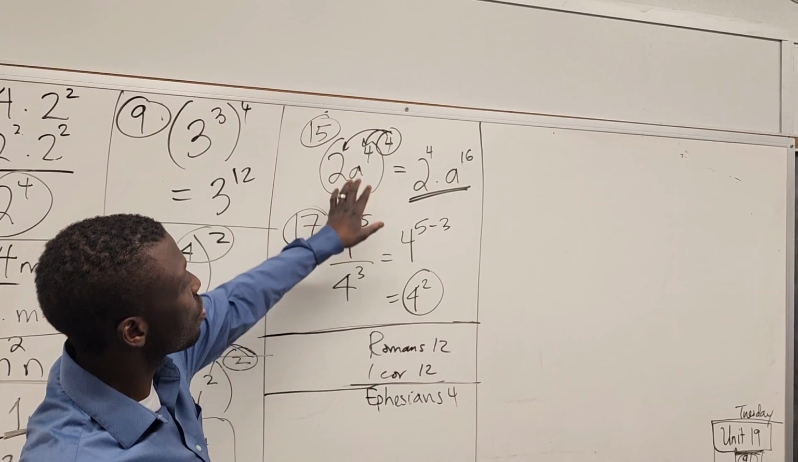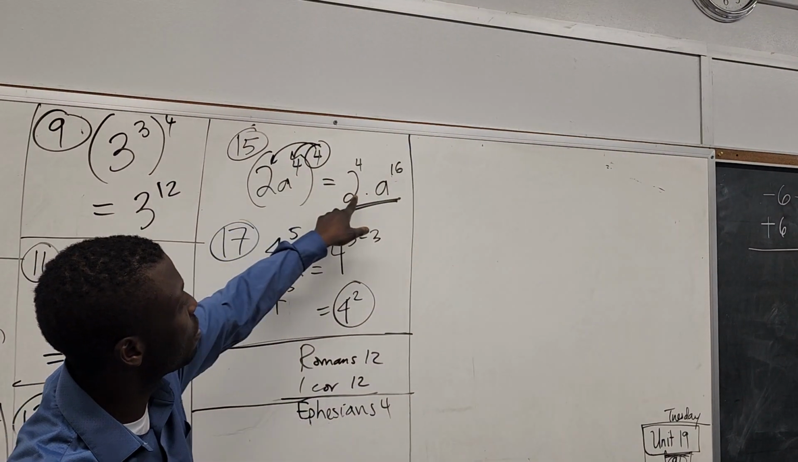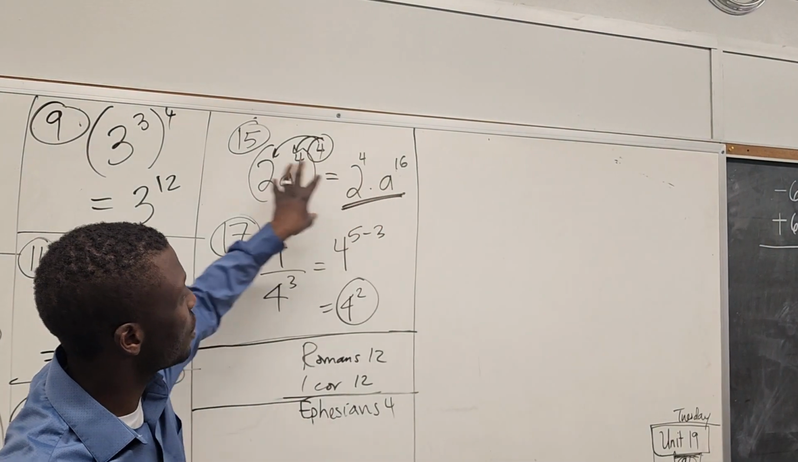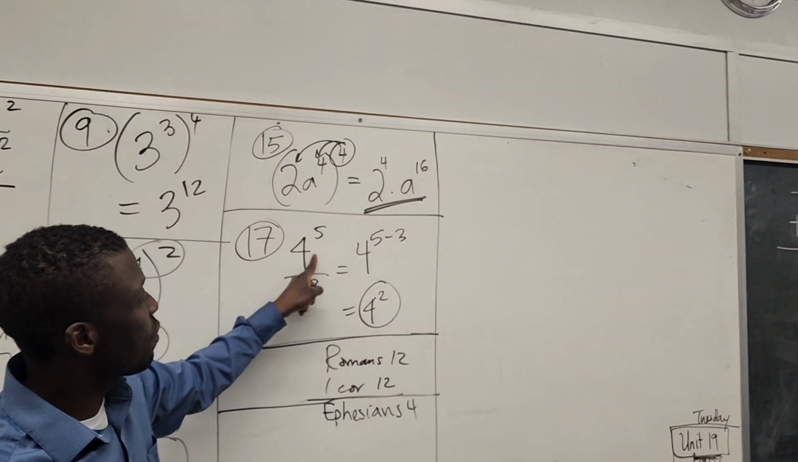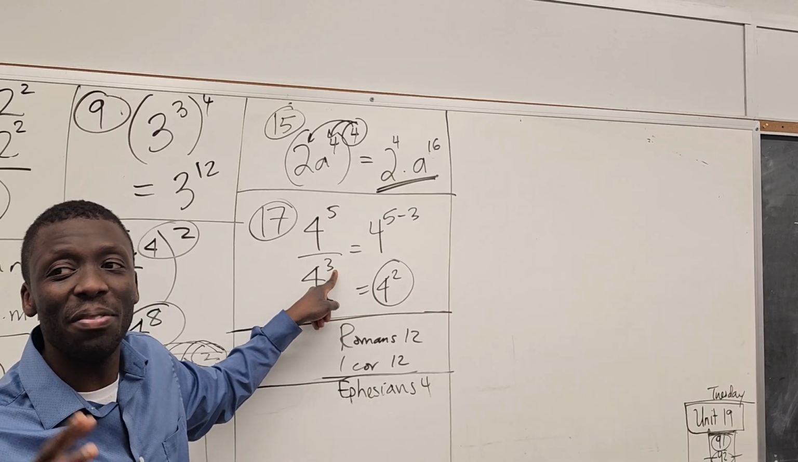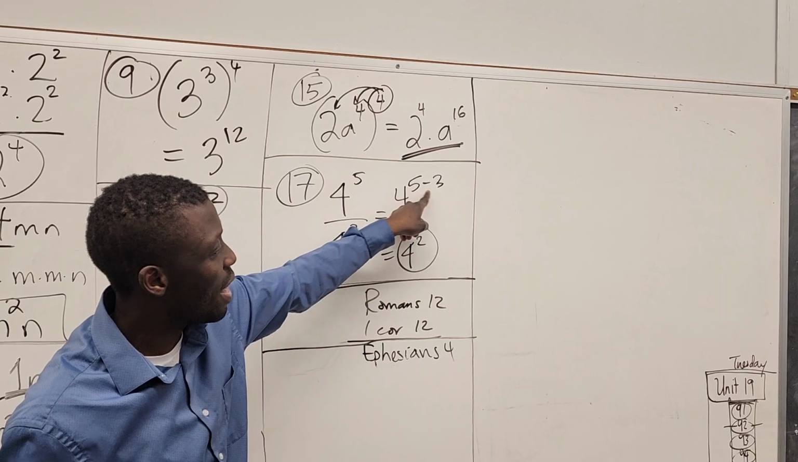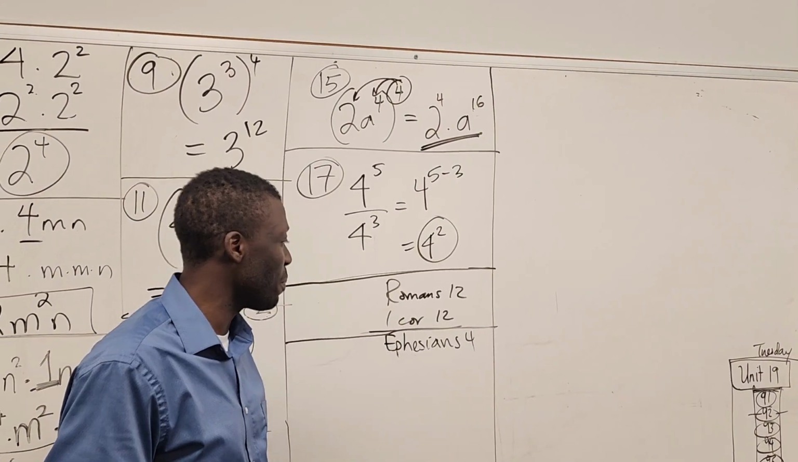Okay, last two problems. Here we have 4 outside, so it multiplies the power there, it becomes 2 to the 4th. It multiplies the power there, it becomes 8 to the 16th. That's how we solve number 15. Number 17. 4 to the 5th power divided by 4 cubed. That leads us to another rule of exponents. If we have the same base, we can subtract the powers, and that's what we did. 5 minus 3, that's 4 squared, and that's how we solved that particular problem.